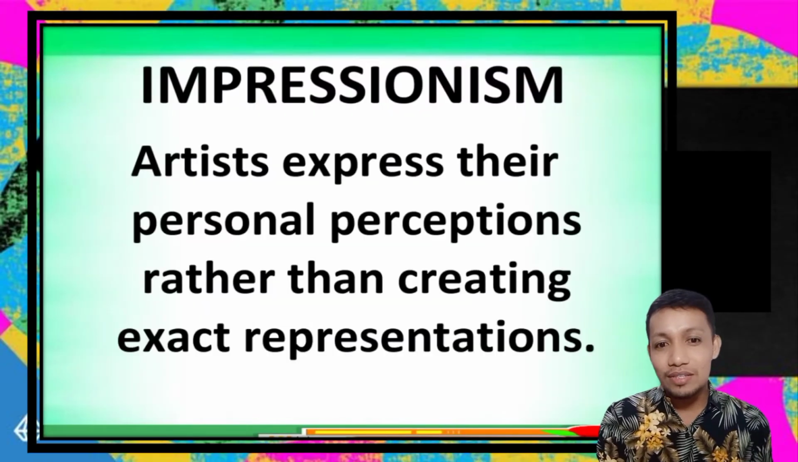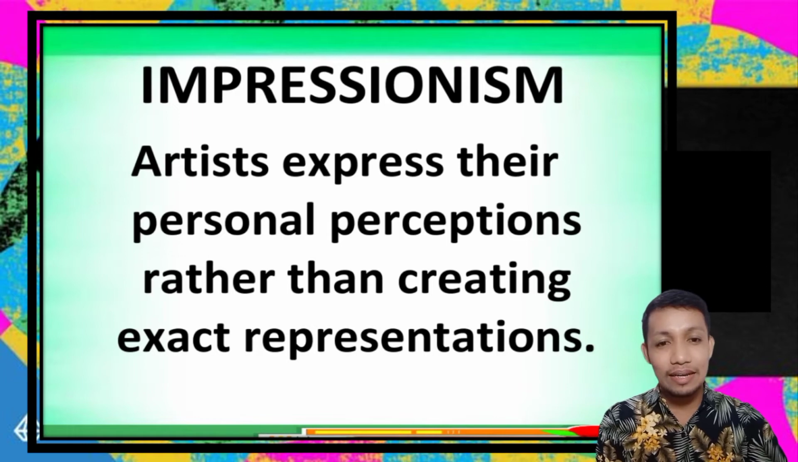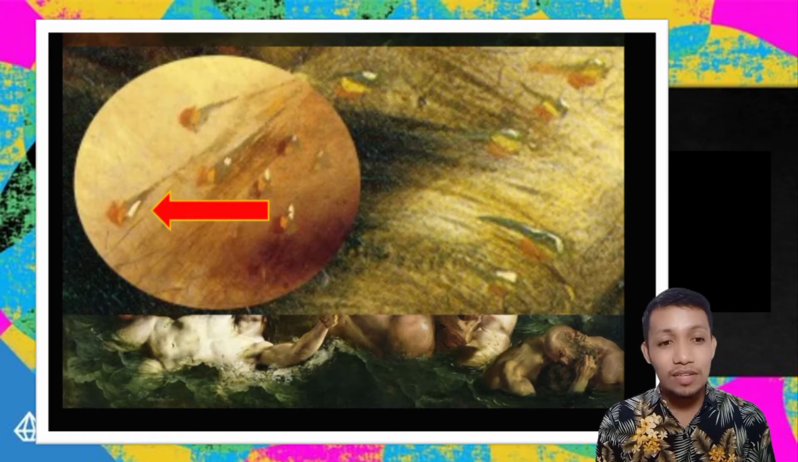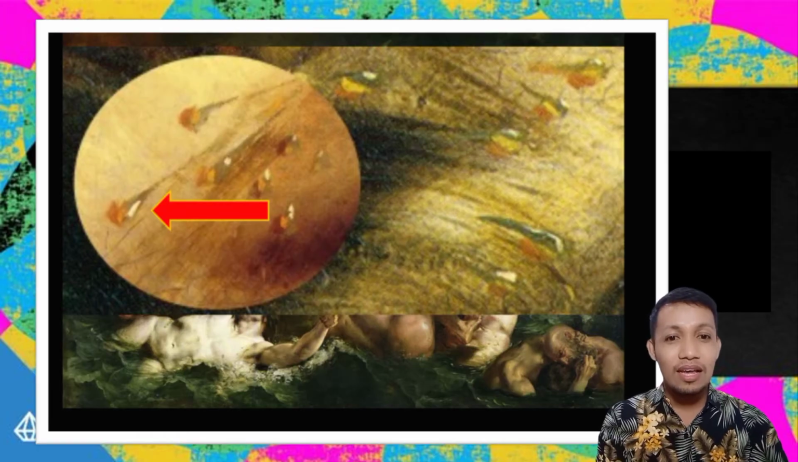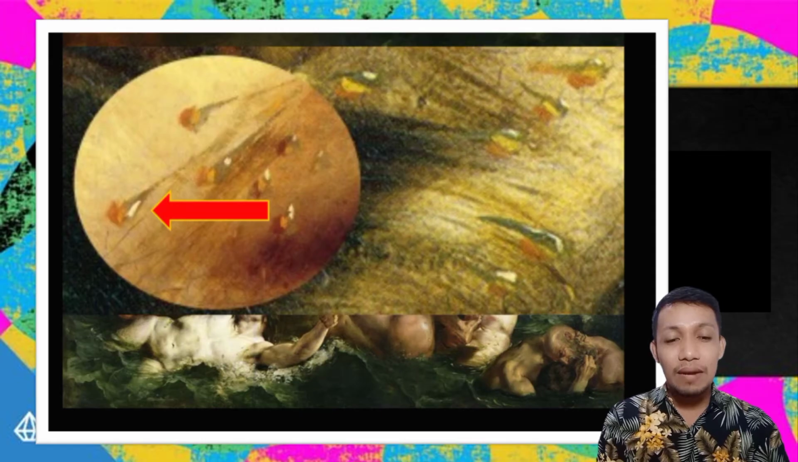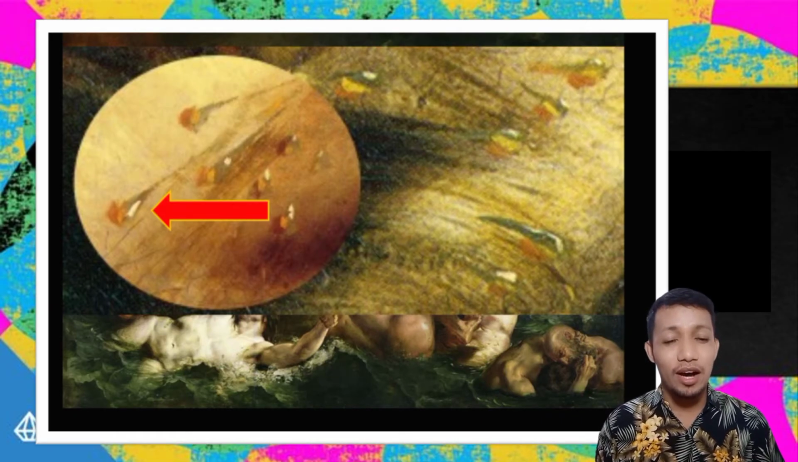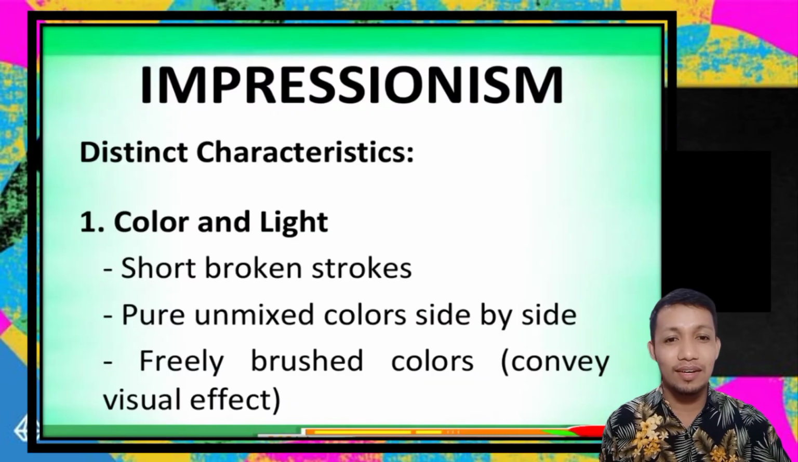Artists express their personal perceptions rather than creating exact representations. Take a look at this another example of impressionistic style or impressionistic way of representing subject. As you can see, the splashes of the ocean's water are represented by very evident brush strokes, and that characterizes the impressionistic way of representing subject.